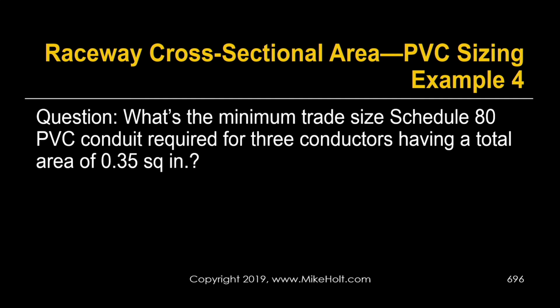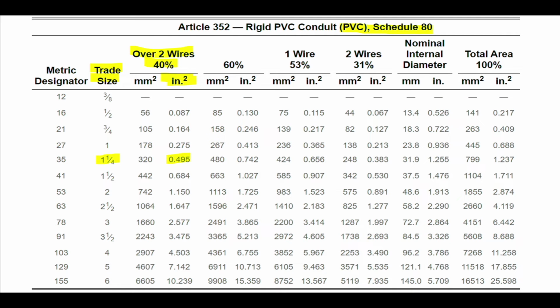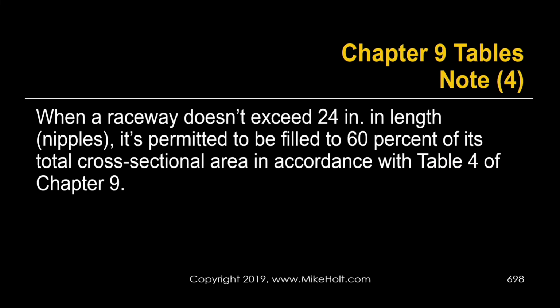And we're going to find something that can accommodate 0.35 square inches. And so again, I've got 3 conductors, so we're going to hang out in that 40% column. And we're going to go down until we can find something. It looks like 1.25 is what we're going to need, right? And sure enough, 1.25 is the size that we're going to need. So that's basically how you do those, right?